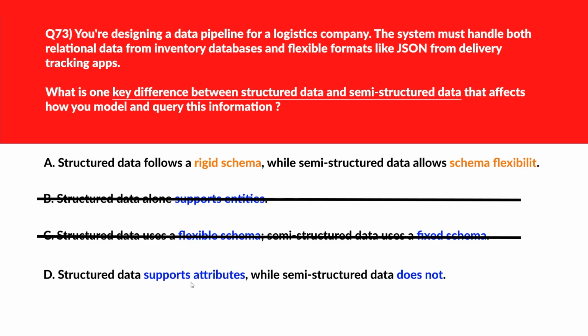We'll move to now option D. D says structured data supports attributes while semi-structured doesn't. Attributes exist in both formats, though they are organized differently. So this is again a wrong statement. We'll lock option E as the right answer.